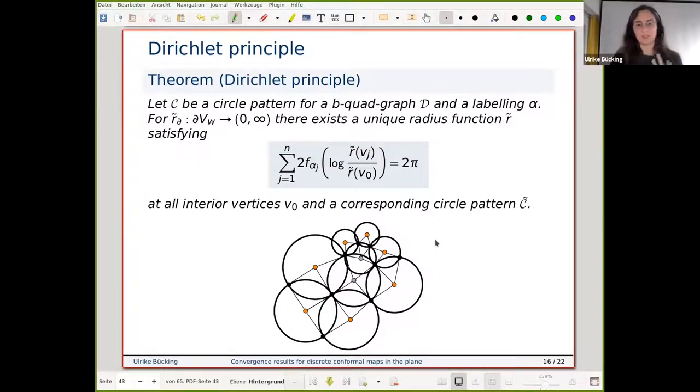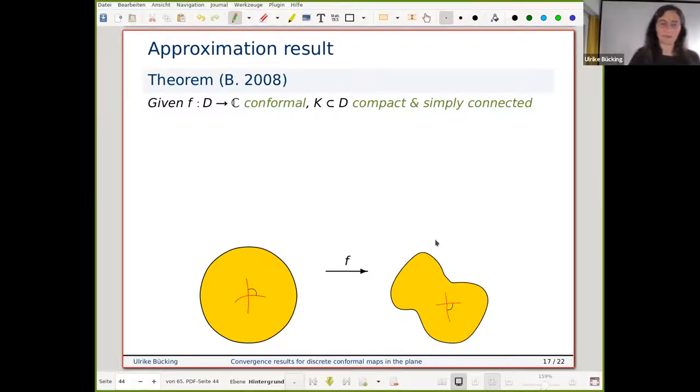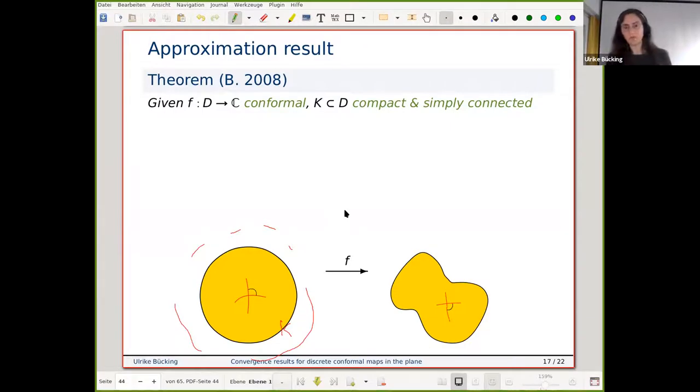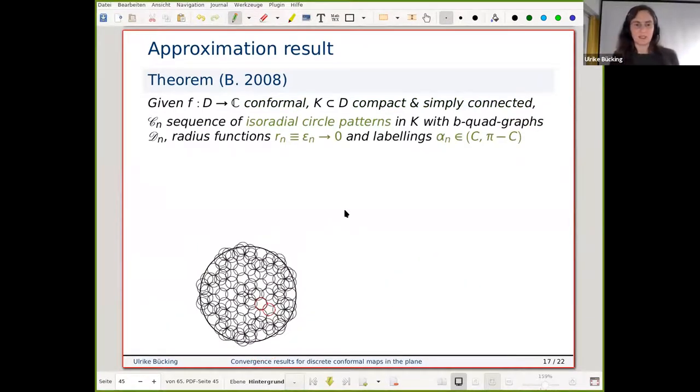We will see that it's very similar to what we had, but a little more general in some sense. So I start with a conformal map on a compact simply connected region. Here I only depicted this compact case, although the function is defined in some neighborhood of this. And now as a discretization of our pre-image domain, we not only take some lattice pattern, but we can take isoradial circle patterns. As they are isoradial, all the radii of all circles agree, and we will take a sequence which decreases to zero.